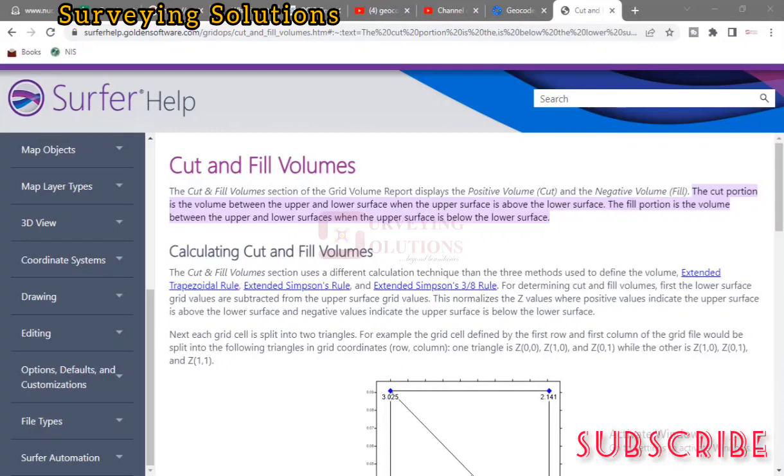This is the official documentary from Software Help. The cut and fill volume section of the grid volume report displays the positive volume, that's the cut, and the negative volume, that's the fill. Now the cut portion is the volume between the upper and lower surface when the upper surface is above the lower surface. There are two surfaces when you want to determine volume.